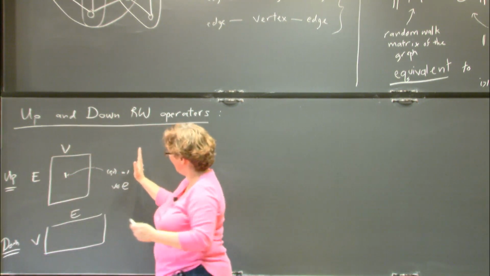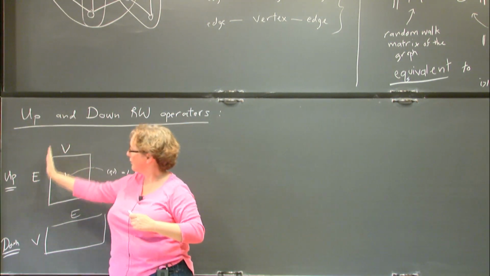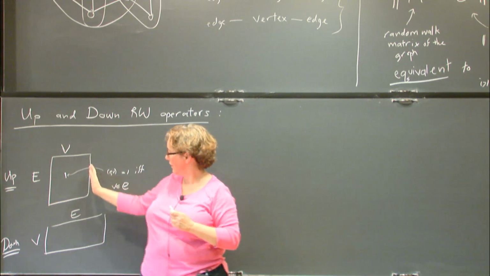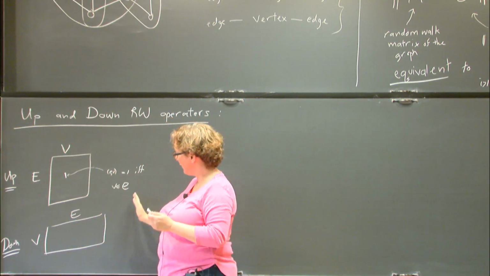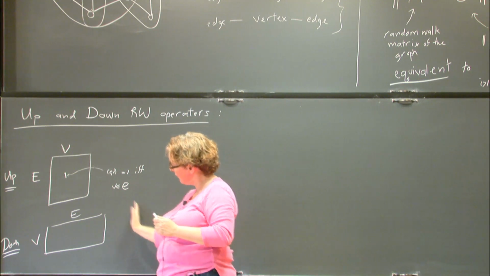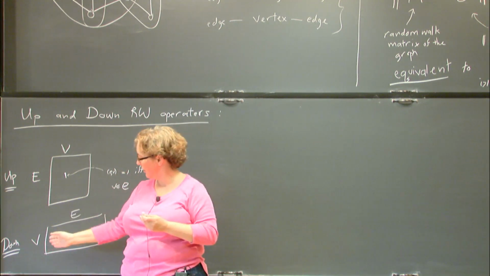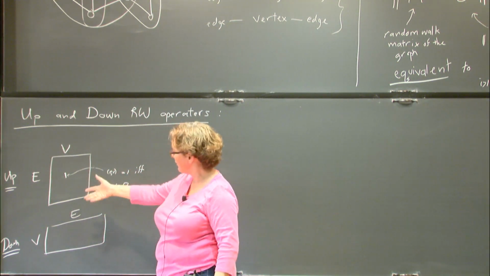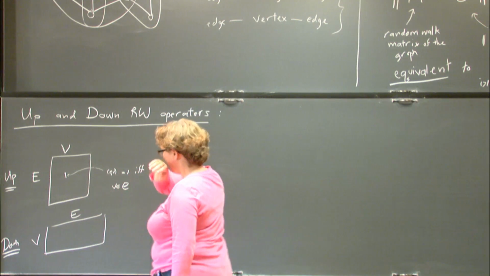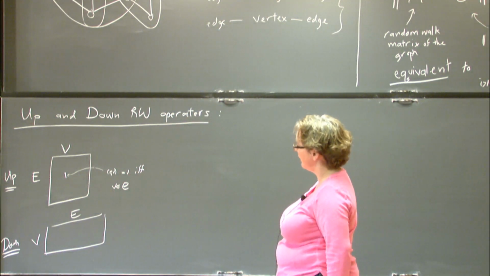I take a vector, which is a function on the vertices. I multiply by this matrix. I get a vector, which is a function on the edges. So I moved up from vertices to edges. To go down, I take a vector that's a function on the edges, I multiply by this matrix, and I get a vector that's a function on the vertices. So I went down. These two, as I said, are adjoint. So we defined the up and down.